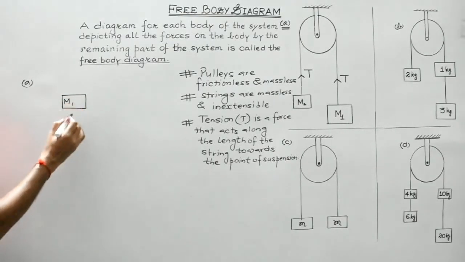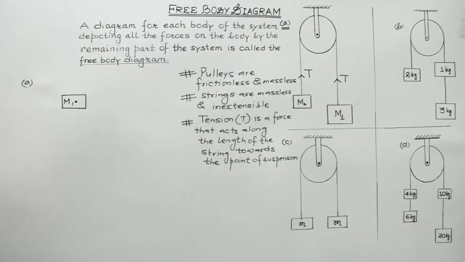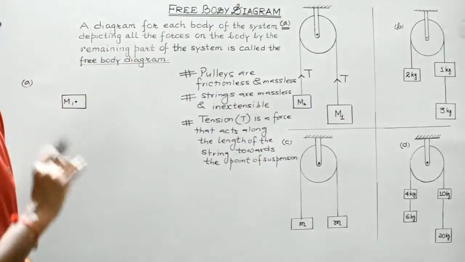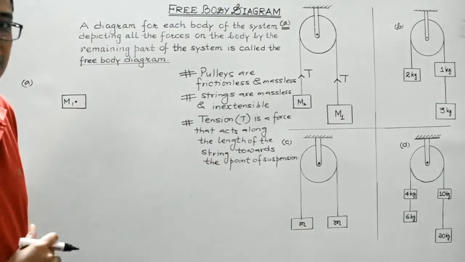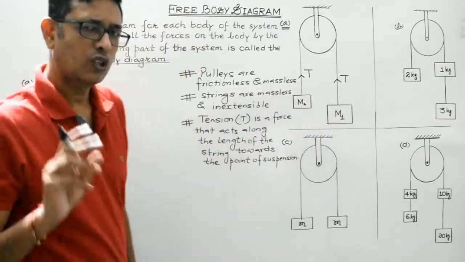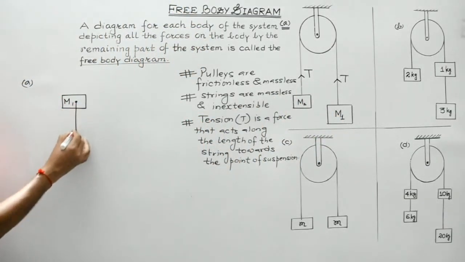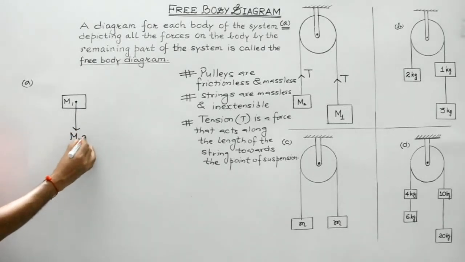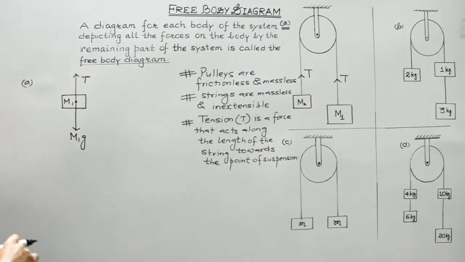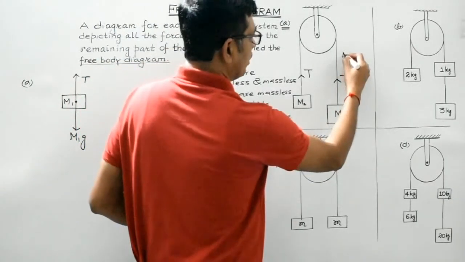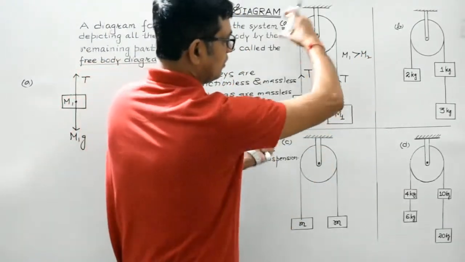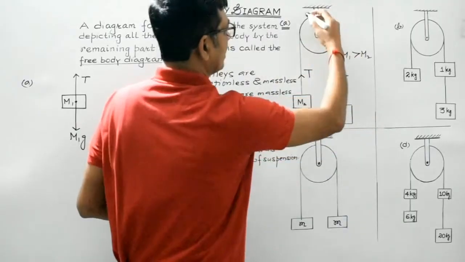This is mass m1. So free body diagram is a diagram for each body of the system depicting all the forces acting on the body by the remaining part of the system. So that's known as free body diagram. So on body m1, what are the forces acting? One is its weight, m1g. Other one is the tension, it is T, right? And suppose m1 is greater than m2. Let us consider the system to be moving in the clockwise direction like this.